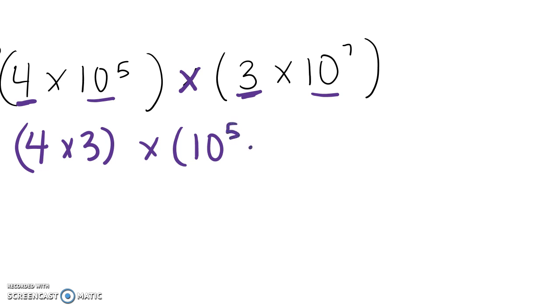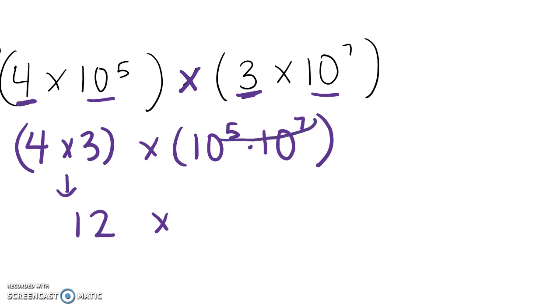It's important to remember that when we're multiplying the same base, we add our exponents. So 4 times 3 is 12 times 10 to the 5th times 10 to the 7th. Again, base is the same, so we add those exponents. So this will be 10 to the 12th power. This is not in proper scientific notation, however, so we are not done yet.